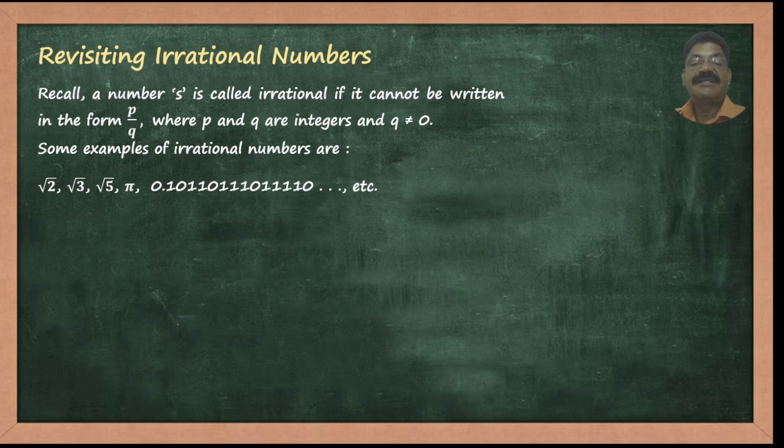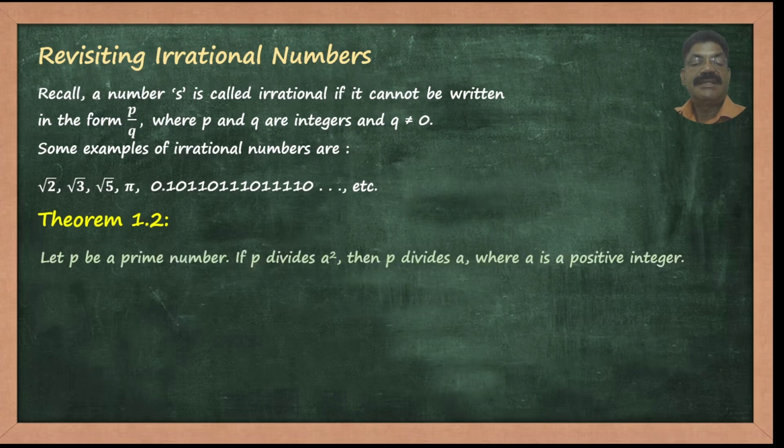Next, you see this fraction 0.10110111011110, and so on. It goes up to infinity. Therefore, it is non-terminating and non-repeating. Therefore, this is also an irrational number.